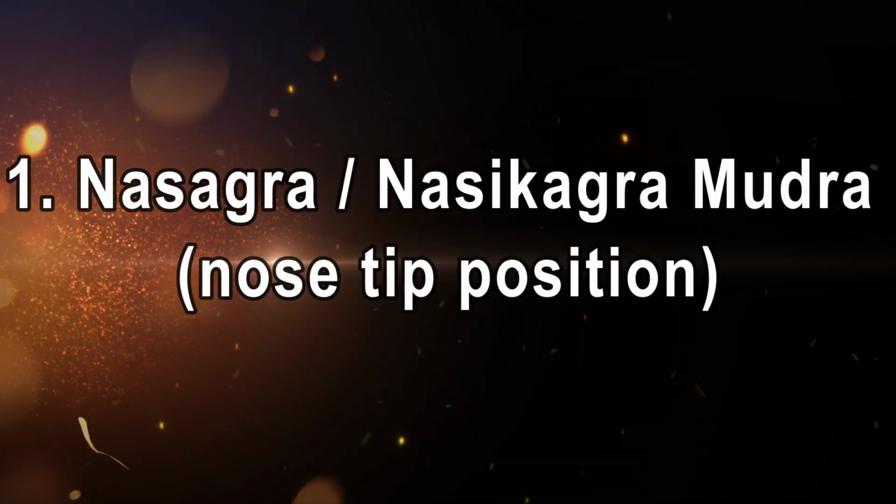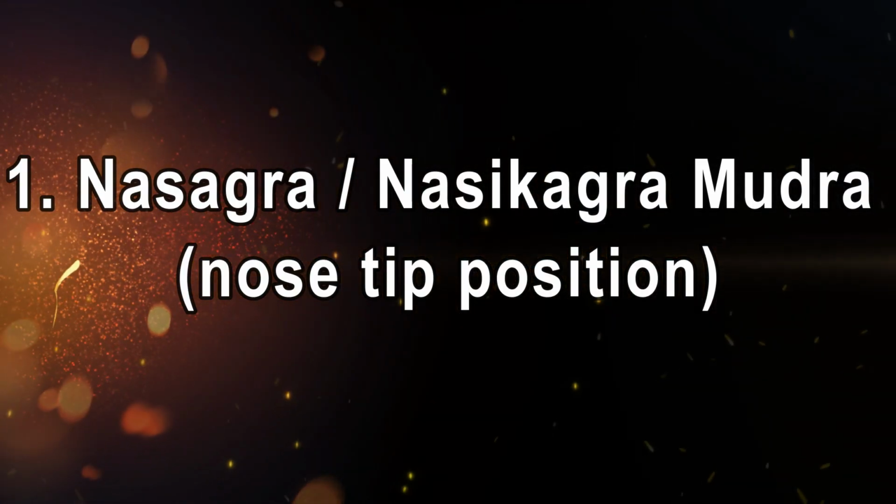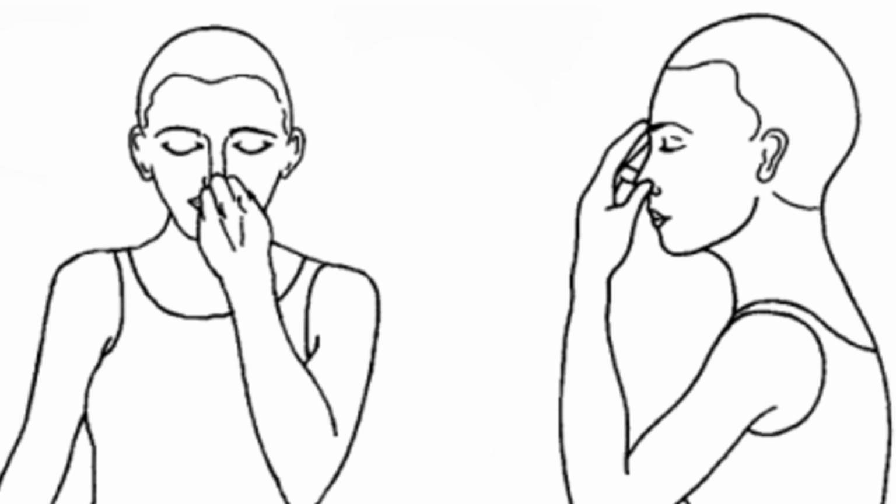1. Nasagra, or Nasikagra Mudra, nose tip position. This is one of the most common hand mudras in pranayam practice. It is used to control the flow of the breath in each of the nostrils. Variations of the technique exist, but the one given below is easy for beginners, practical and efficient. It combines utility with subtle pranic manipulation.